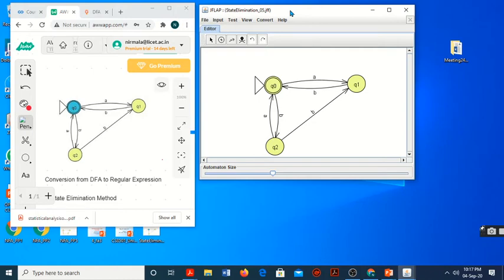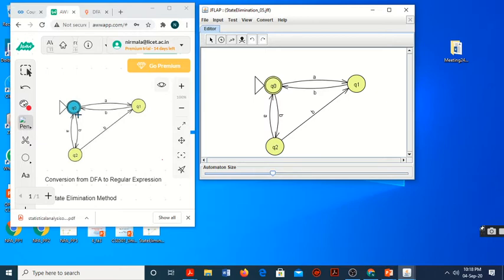Now let us see an example for converting a deterministic finite automata into a regular expression using the state elimination method. Consider this example in which we have three states Q0, Q1 and Q2, with initial state as Q0 and final state also is Q0.